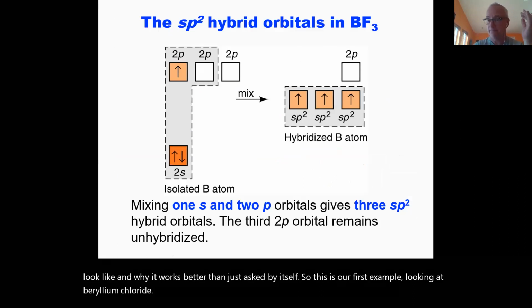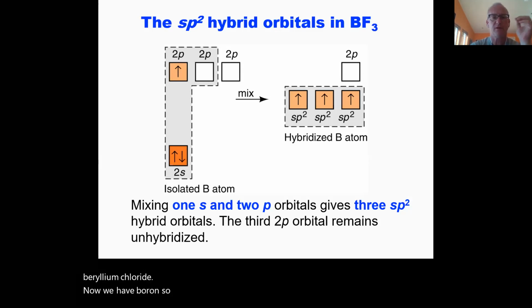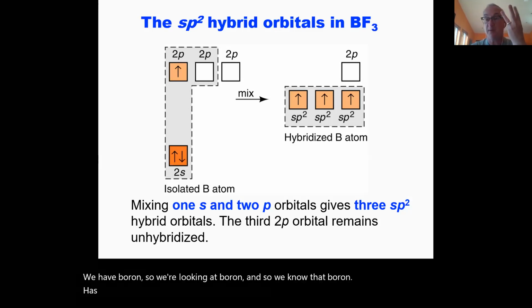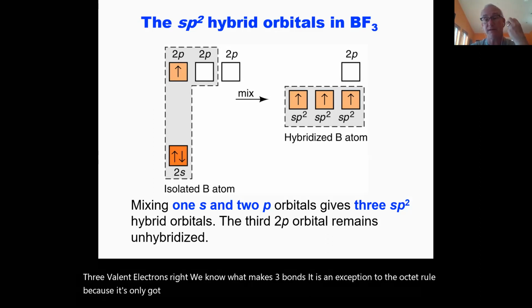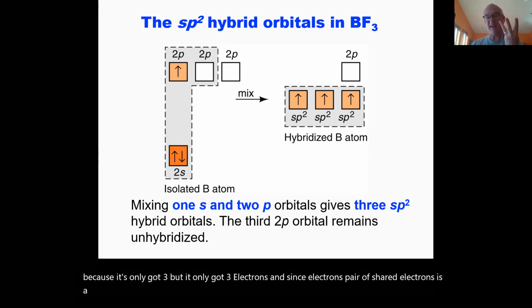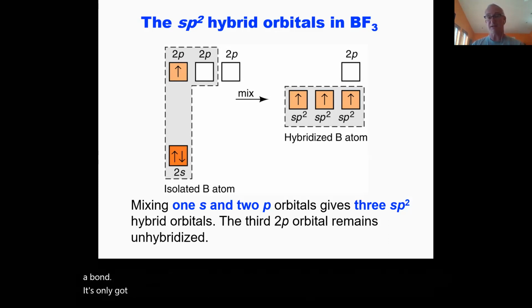Now we have boron. So we're looking at boron. And we know that boron has 3 valence electrons. We know it makes 3 bonds. It is an exception to the octet rule because it's only got 3 electrons. And since a pair of shared electrons is a bond, 3 is the maximum number of bonds it can make.